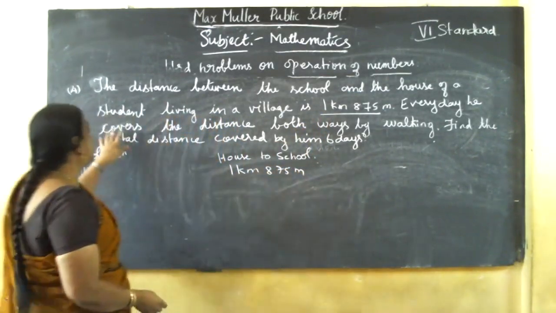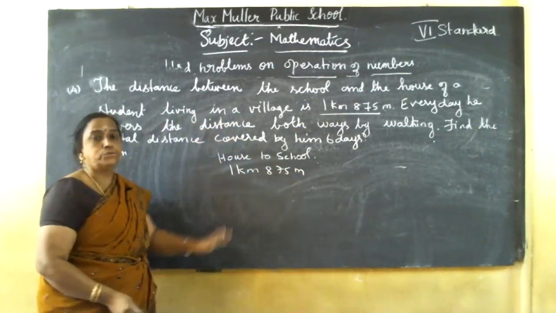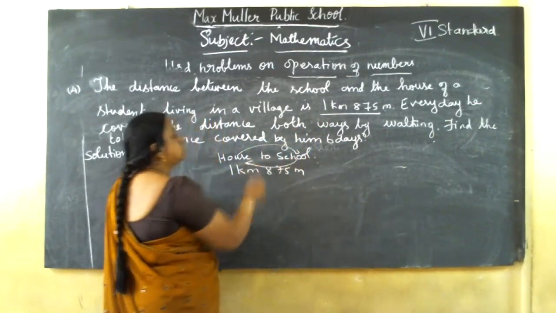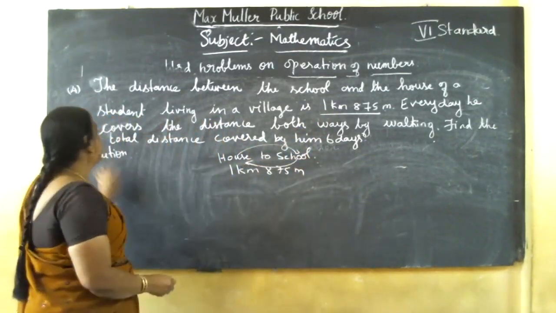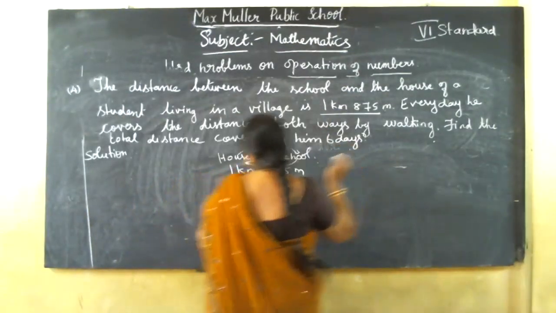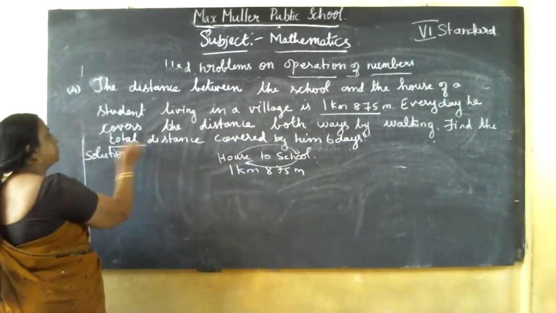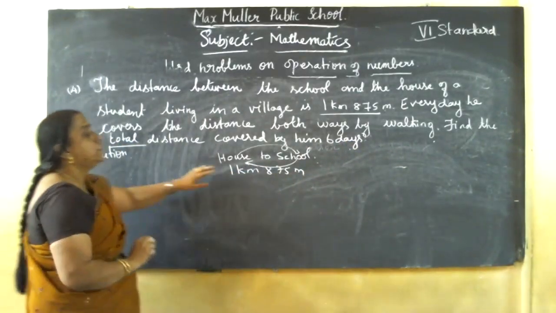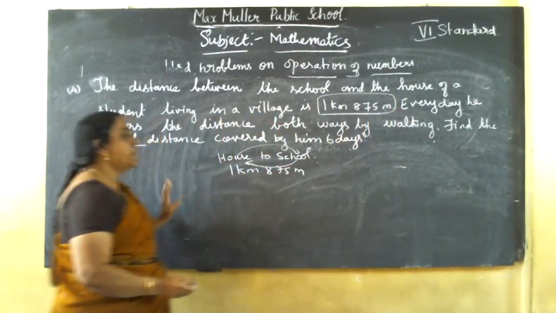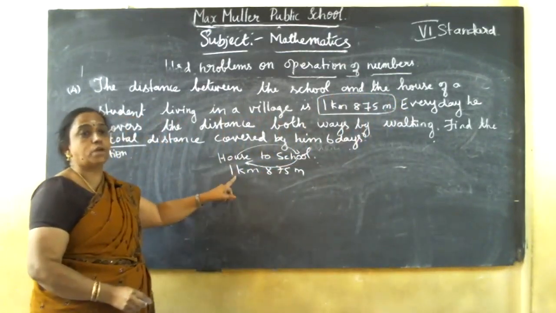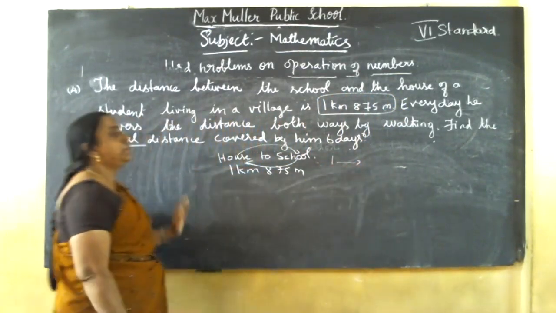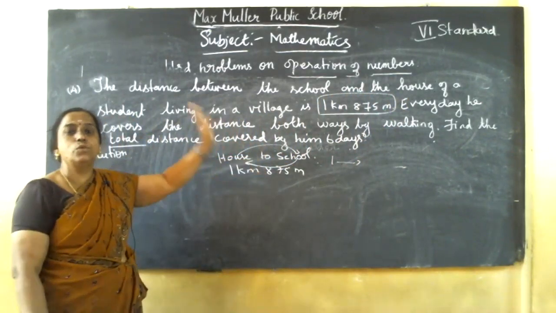So every day he covers the distance. Every day he used to walk both ways. Both ways means what? House to school, and after school, school to house he covers by walking. You should find the total distance covered by him in 6 days. So here they asked for total. Total means addition. But here they have given only one way distance. Both ways you used to walk. So first you should find how many kilometers he walks in one day, then you should multiply that by 6. You will get the answer.